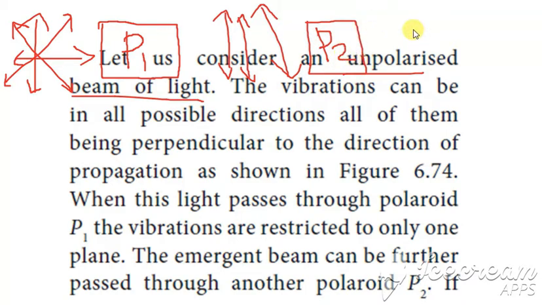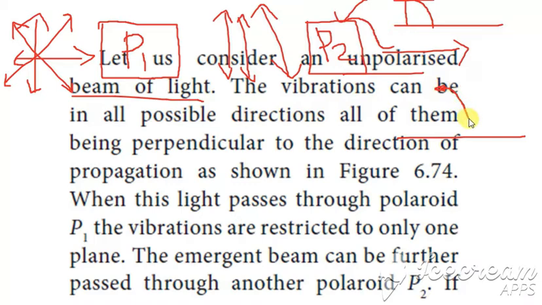Then the emergent beam that we are getting will have the intensity at its maximum value. Suppose we rotate this P2. Already it is at maximum, so if you rotate, it reduces. When this reaches an angle of 90 degrees, perpendicular to this, it reaches the point 0. If you rotate it again, from 0 it moves on and increases.